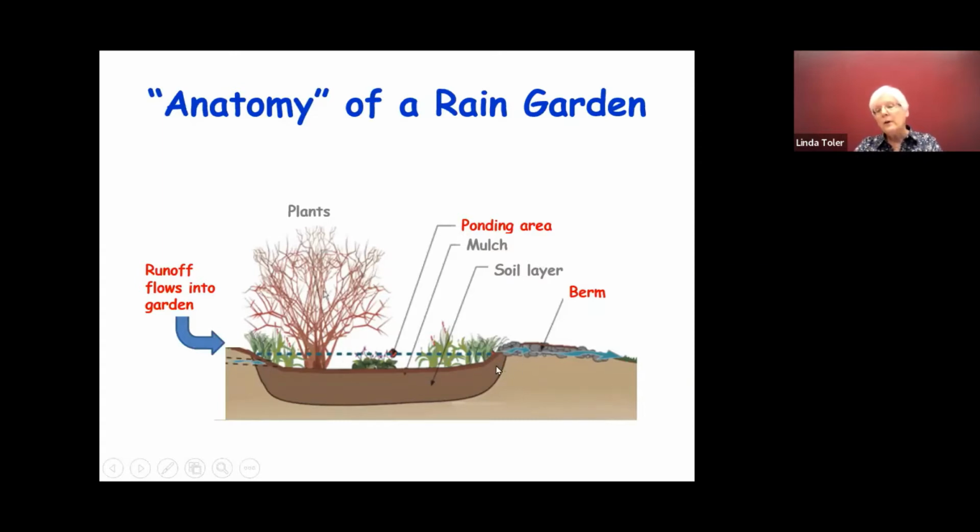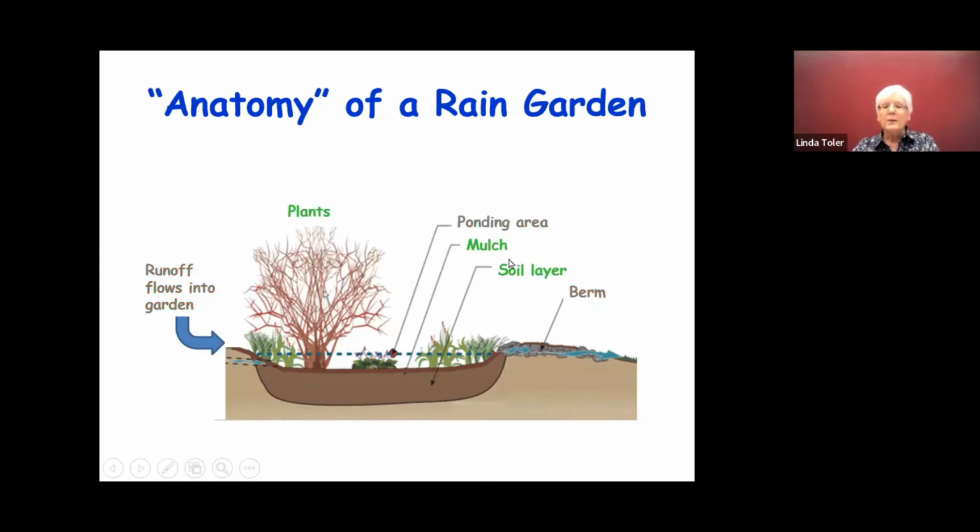And then if your garden is built on a slope, you will need a berm on the downhill side to keep water from running right out of the garden when it rains. And so that is the 3rd structural component you'll have to consider for your rain garden.